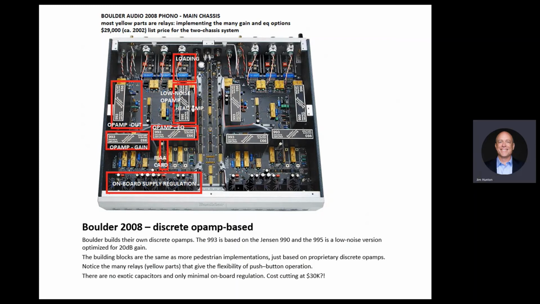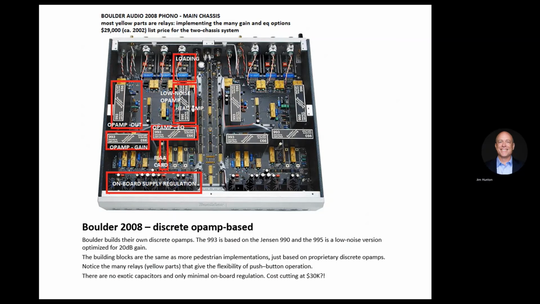And then they created one more low noise discrete op amp, one that is very special because they want the front end of the whole system to be lower noise. So this is the 995. And that's typical to Boulder. I mean, that's what they do in all their phono stages. There's always a lower noise first stage and the standard discrete op amp following that.